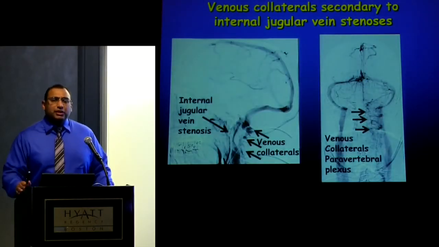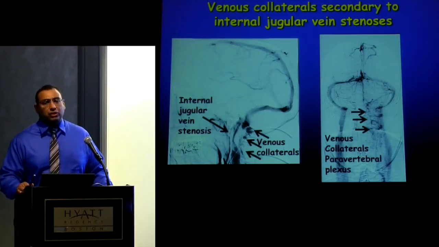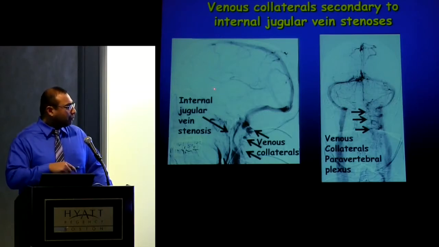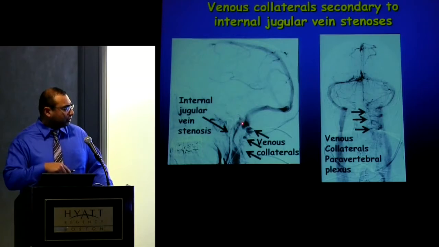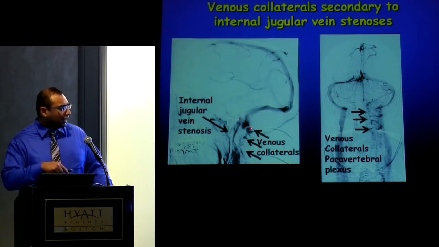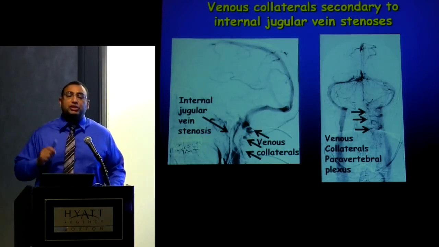Now, there is a substantial amount of collateral formation that you can see at the base of the skull in patients who have Chiari malformations. For example, in this patient with Chiari malformation, you can see the stenosis of the internal jugular vein, and you see another venous channel that connects the sigmoid sinus, or the terminal sigmoid sinus, to the external jugular vein.